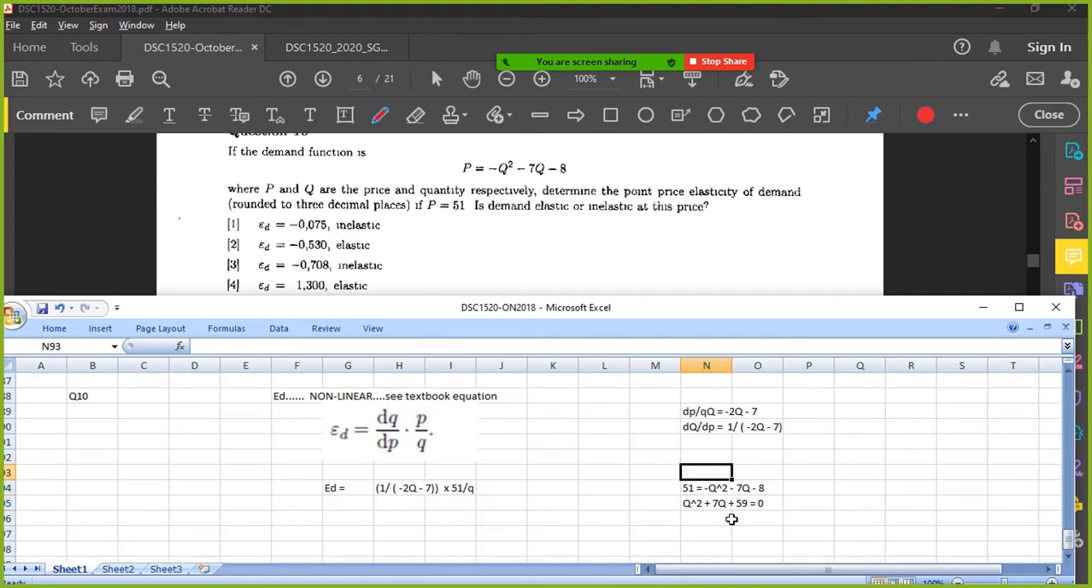So what is q going to be? Can I factorize that? 59. I don't think so. I don't think 59 has factors. I also don't think so. I think 59 is a prime number, but anyway, then we're going to have to use your quadratic formula again, it looks like. Let's just double check.